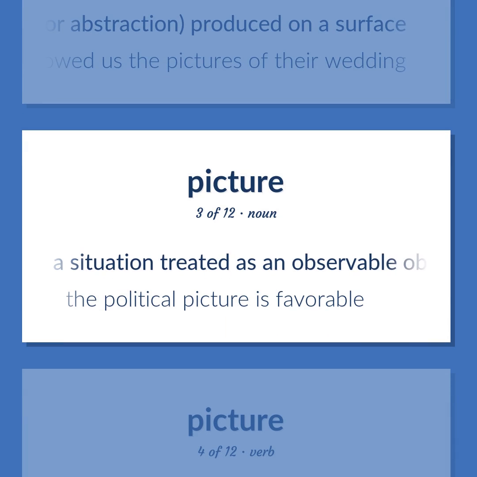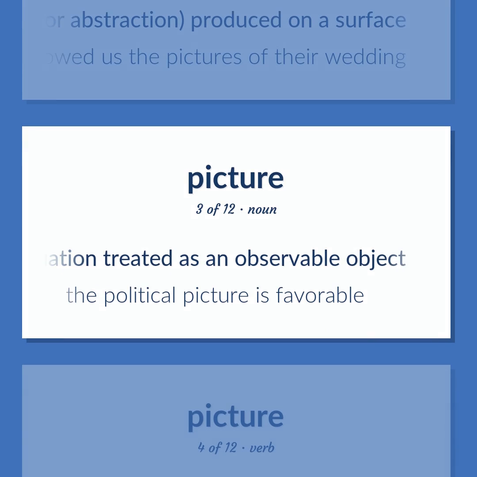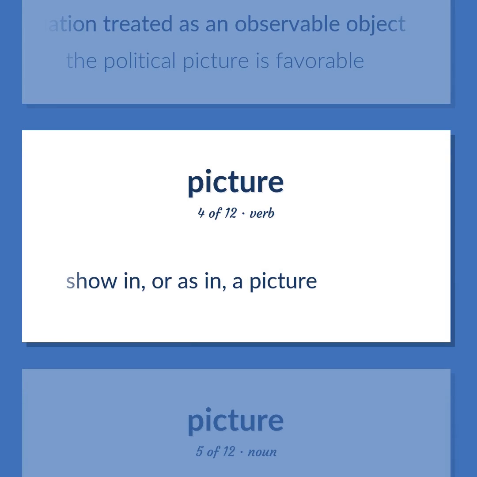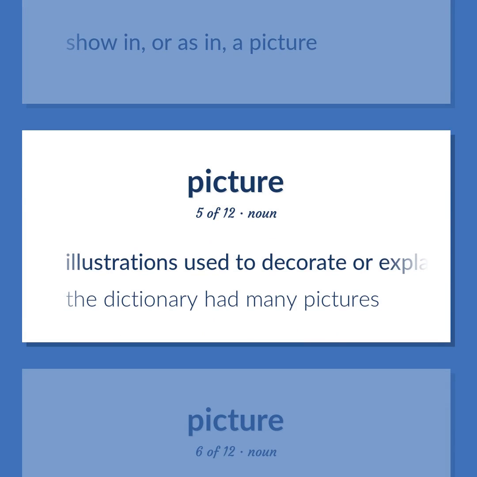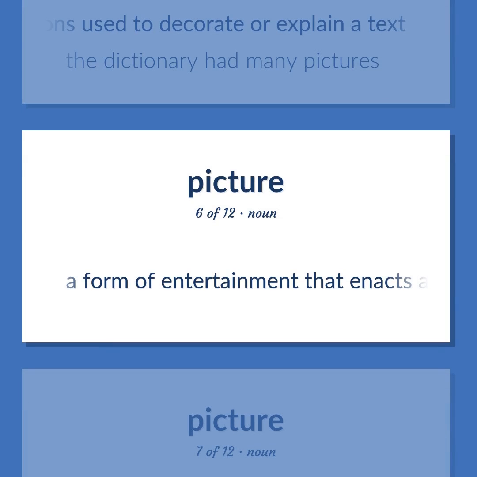A situation treated as an observable object. The political picture as favorable. Show in, or as in, a picture. Illustrations used to decorate or explain a text. The dictionary had many pictures. A form of entertainment that enacts a story by sound and a sequence of images giving the illusion of continuous movement.